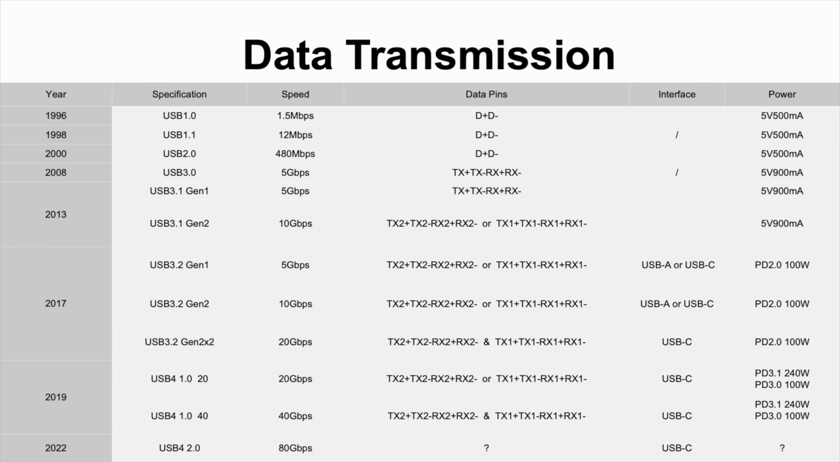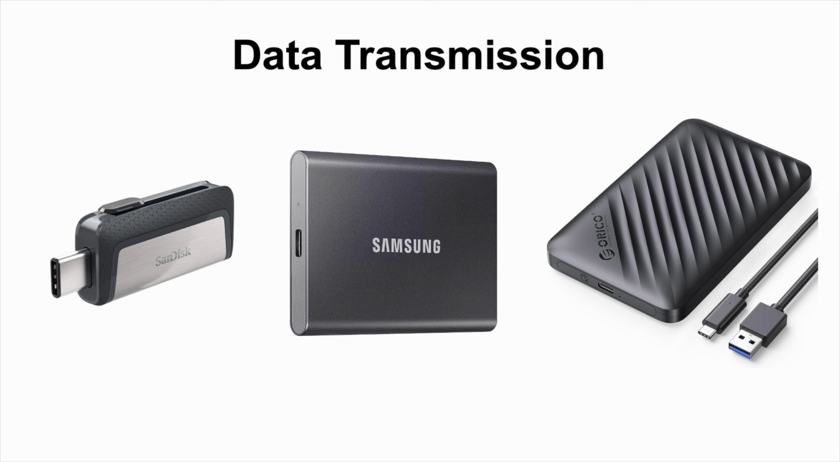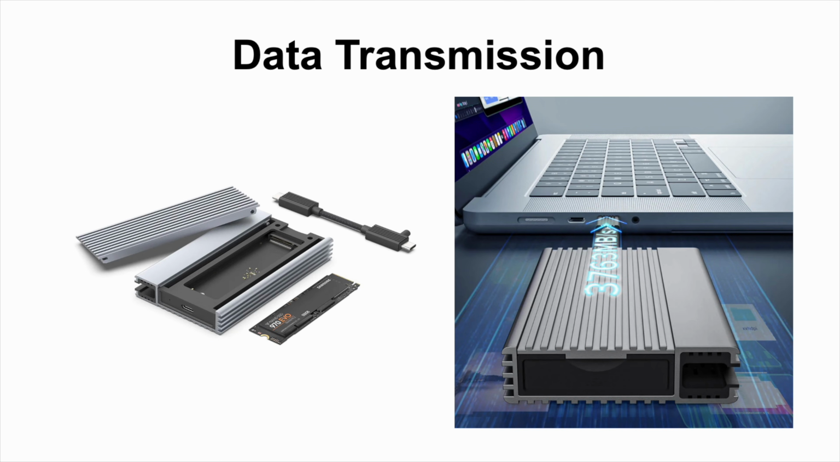The second important feature is the data transmission. Before the release of USB-C, the data transfer speed of USB was relatively slow. But there were 2 pairs of high-speed differential signal channels inside the USB-C. With Thunderbolt 3 technology and USB-C, the transmission speed of USB is boosted to 40 gigabits per second, and it will reach 80 gigabits per second in the future. Some portable storage devices such as USB flash drives, portable HDD, and SSD now use USB-C. If you have an SSD enclosure that supports Thunderbolt 3 or 4, the transfer speed can even reach 3000 megabytes per second.